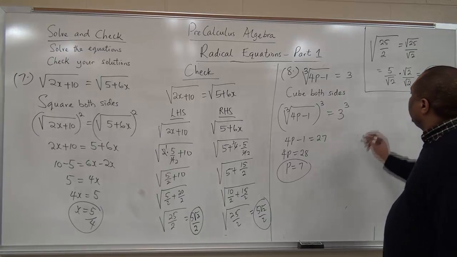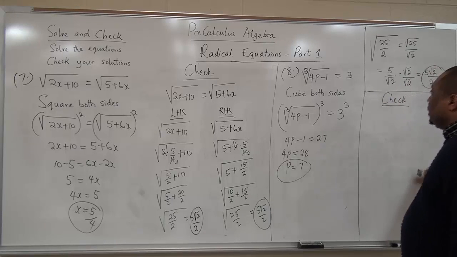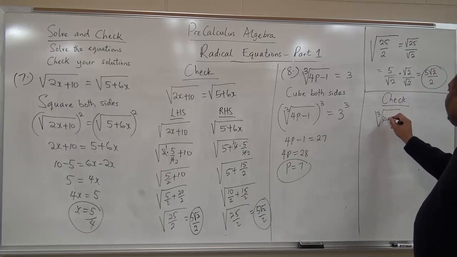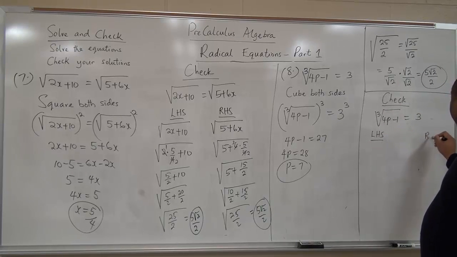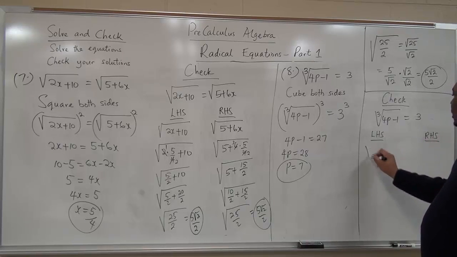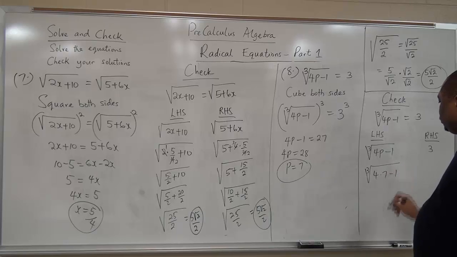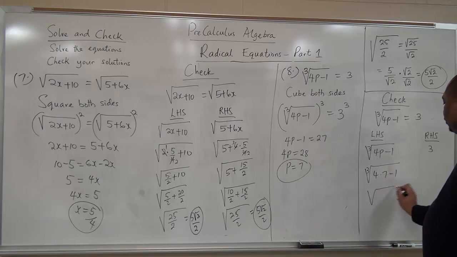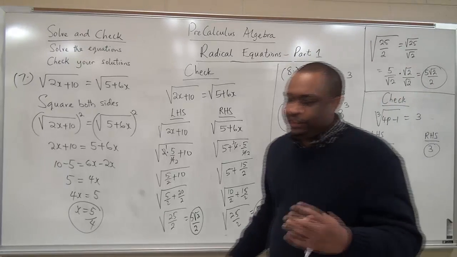So what do you do next? You do what? You check your work. Check it. So we have that cube root of 4p minus 1 is 3. Left hand side, right hand side. This is cube root of 4p minus 1, and this is 3. So this will be cube root of 4 times 7 minus 1, which is cube root of 28 minus 1, which is cube root of 27, which is 3. 3 here, 3 here.